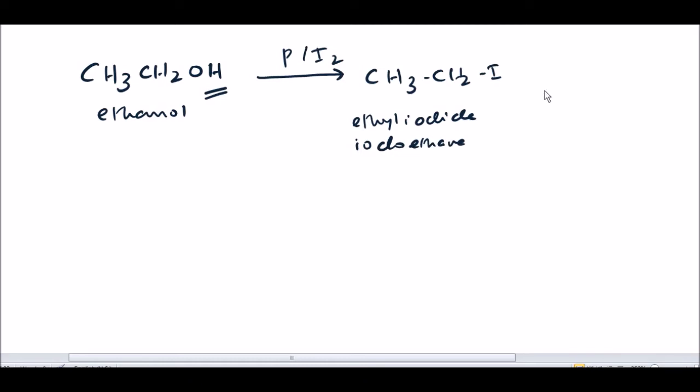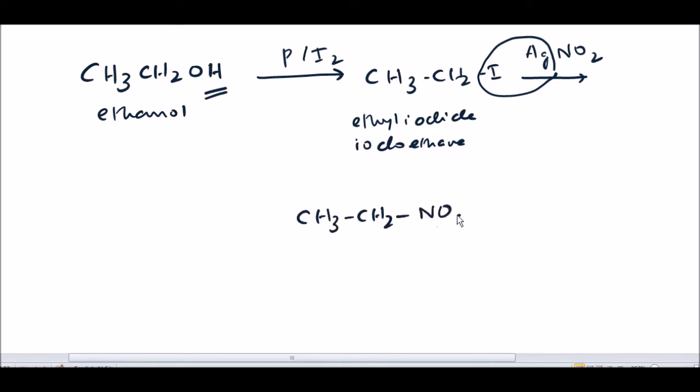After that, successively it is to be treated with silver nitrite having this formula AgNO2, where the electropositive silver can combine with electronegative iodine to form AgI. So after the removal of AgI, this could be the result. We can have CH3CH2NO2. The compound's name is nitroethane. Nitroethane is formed.